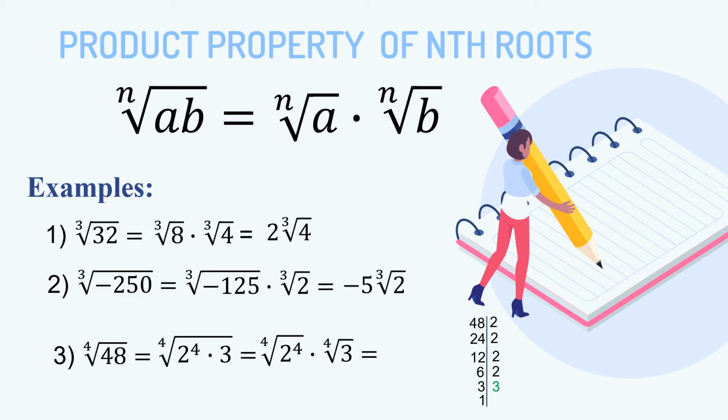And the fourth root of 2 to the 4th is 2, so we can divide the power 4 by the index 4, and the index and the radical will be gone, and the answer will be only 2. So the answer is 2 fourth root of 3.